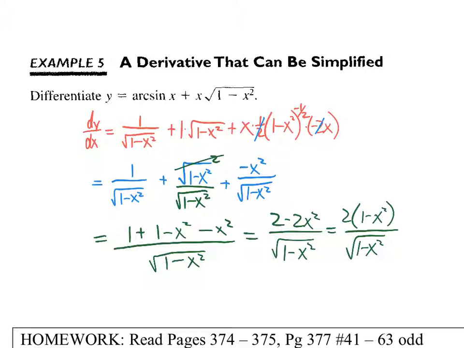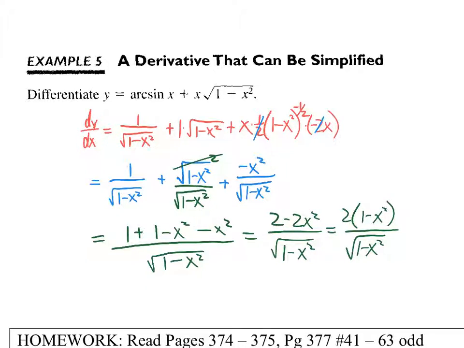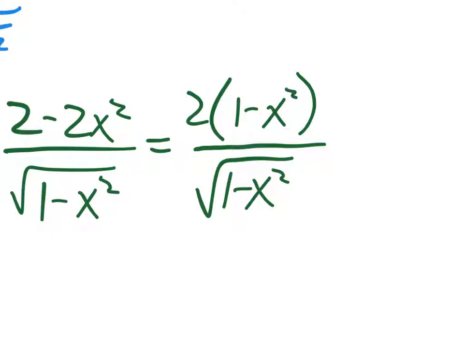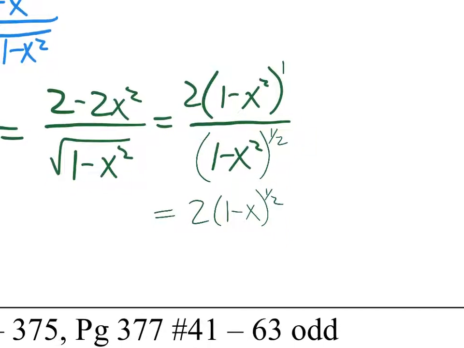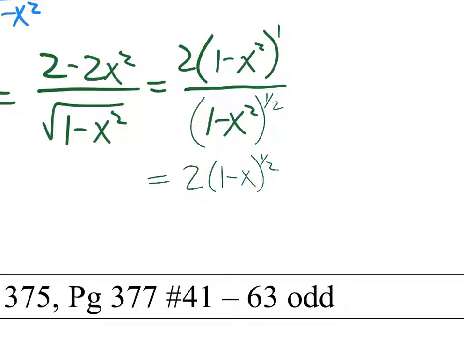I feel like the 1 minus x squared cancels out. You feel like it should be able to cancel out. Well, you're feeling right, but I want to make sure you know why. This is 1 minus x squared to the half, right? So it should subtract the exponents. It's to the half power on the bottom. So it's 2 times 1 minus x squared to the half power, or we could say 2 square root of 1 minus x squared.